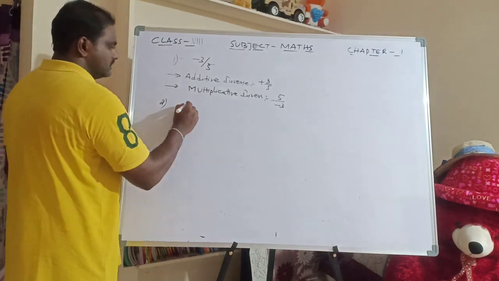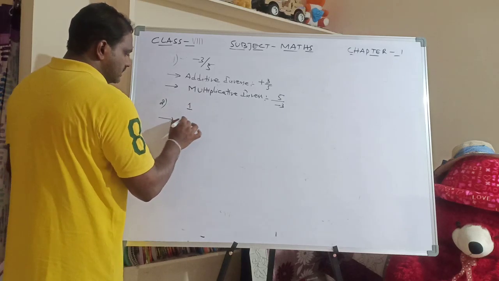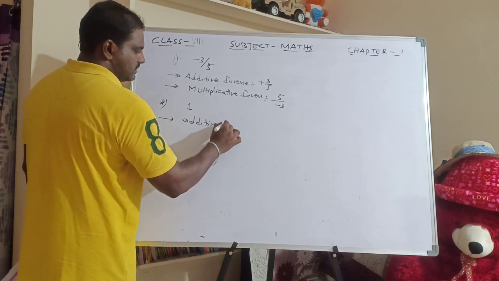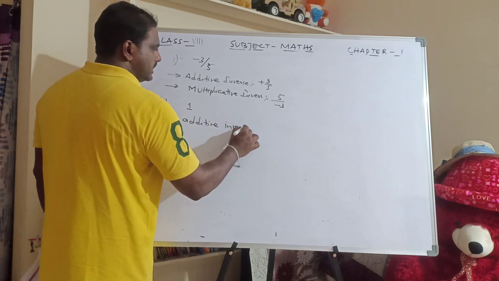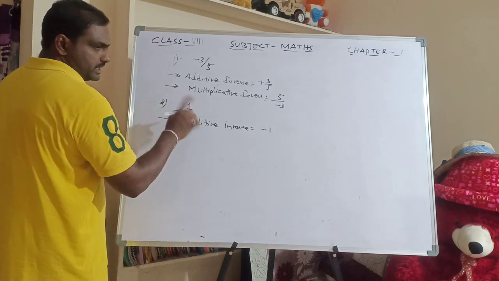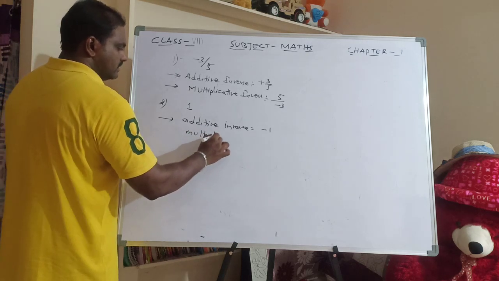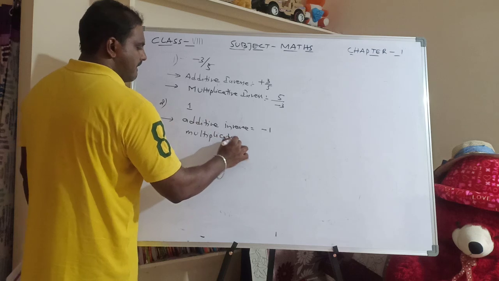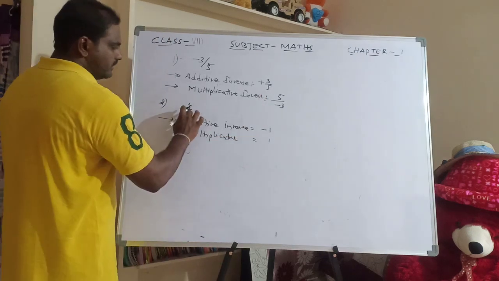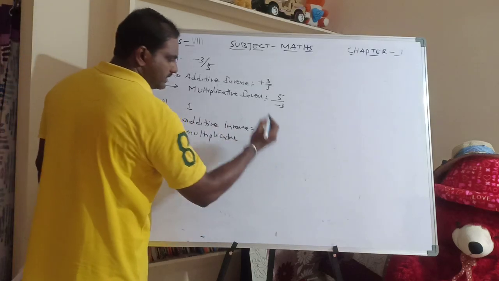1. So first, what is its additive inverse? Minus 1, because I have to change the symbol. Next, its multiplicative inverse. It is also 1 only. If nothing is given, we take it as 1 by 1, which is 1. It is the same answer.